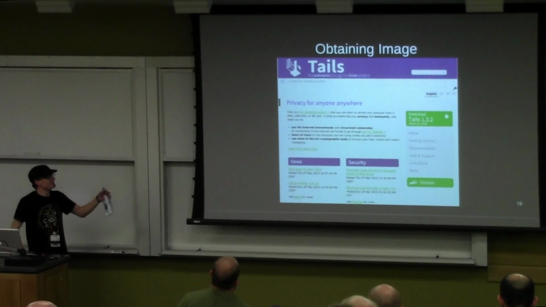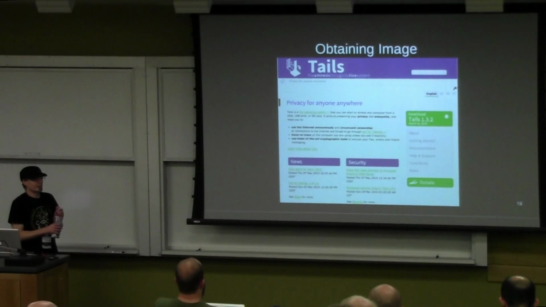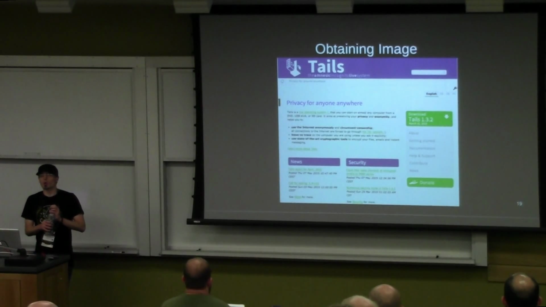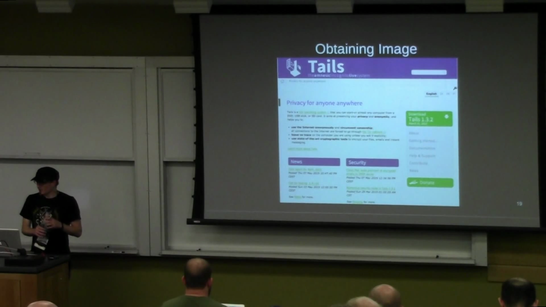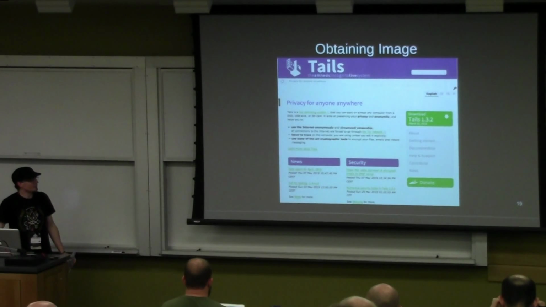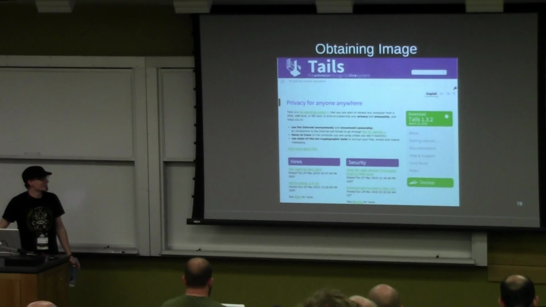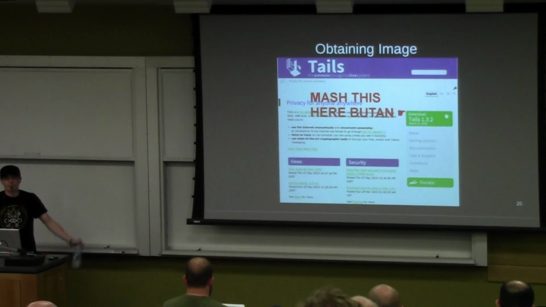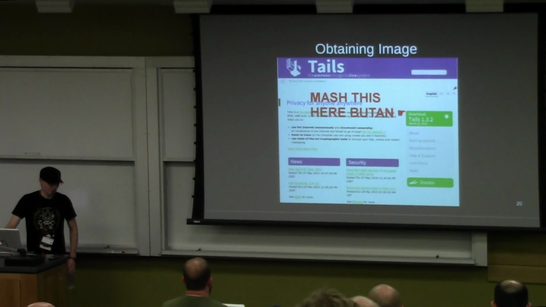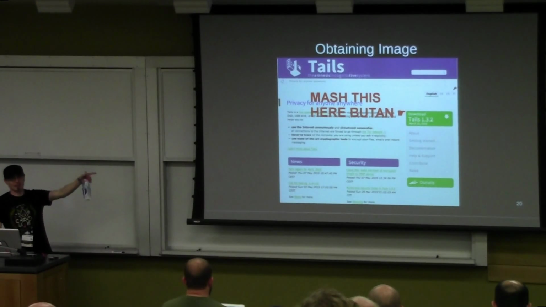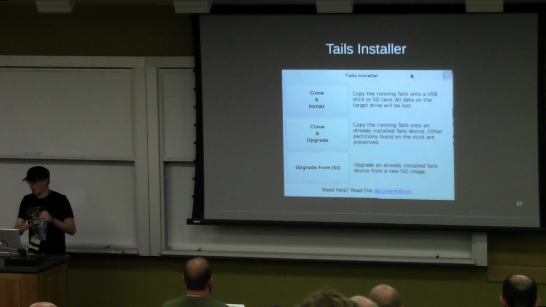So obtaining the image, go to their website. This is the Tails website. You can get to it from tails.boum.org, B-O-U-M. On there, you're going to see that pretty green button on the right side that says Download Tails. Mash that button. Once you do that, it'll take you to a page that lets you download the ISO image, and you can take it from there.